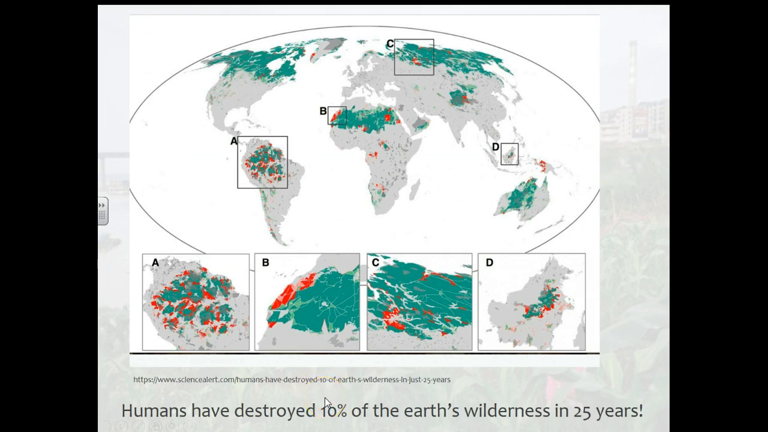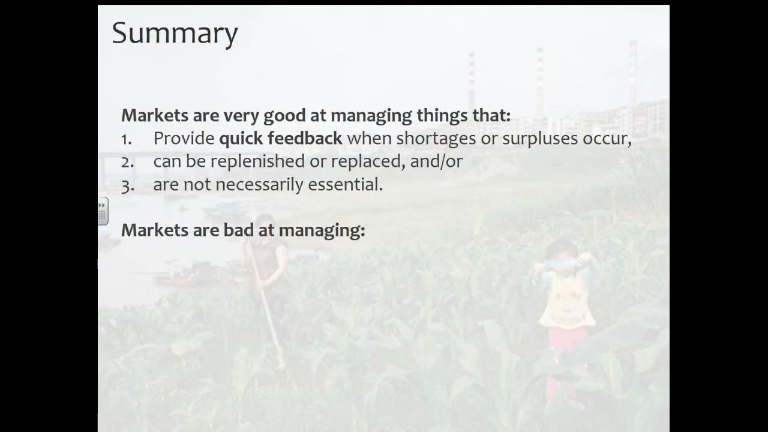This is a summary map of some research that was done very recently, in 2017, and it found that we've destroyed 10% of the Earth's wilderness in 25 years. In this map, the green areas are wilderness and the red areas are the portion of wilderness that we've destroyed. These are just a few snapshots. There's a lot more we could go into, just like we could go into a lot more of the resources that the market's really good at managing.